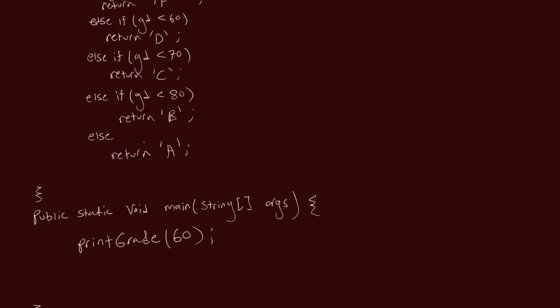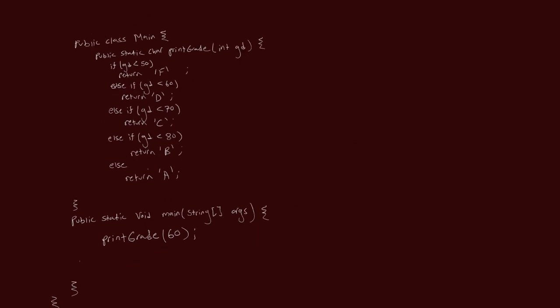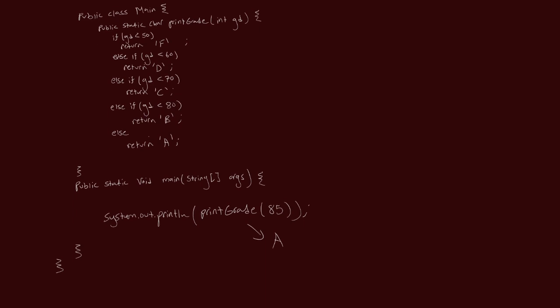Okay, now when we call this method here, you would notice on your console you're not going to get anything printed out, because we're just returning stuff, but we're not using System.out.println to print any values. So if you want to see the output, you would do System.out.println and call printGrade, and let's say my grade is 85. Okay, so this is going to print out our character A.